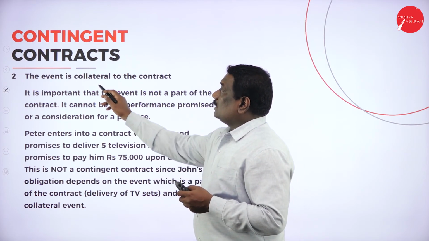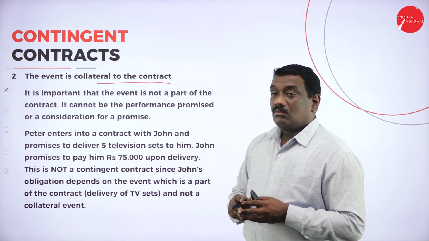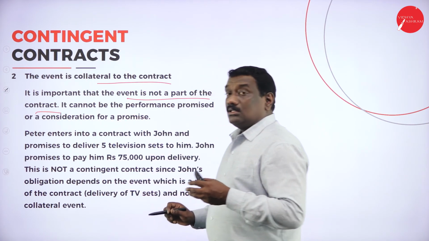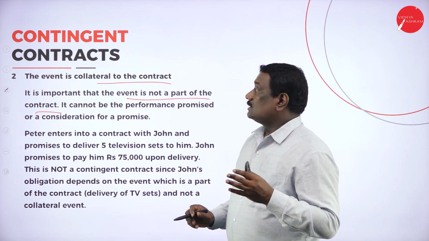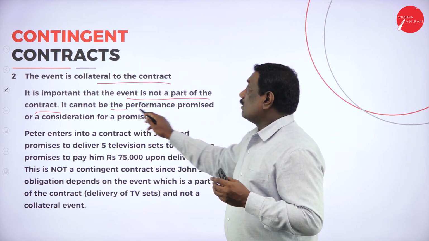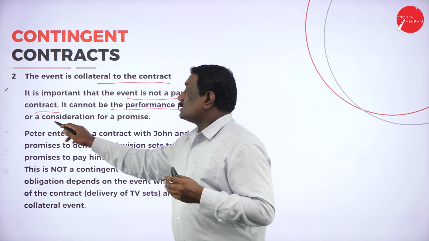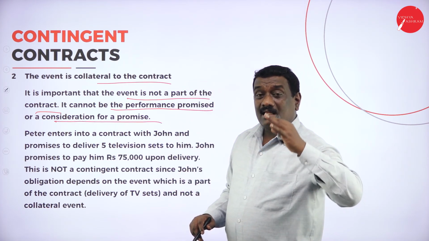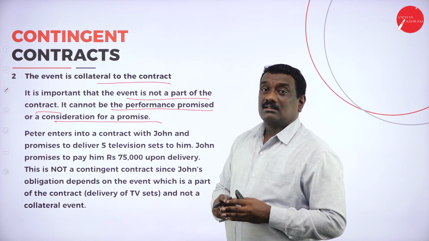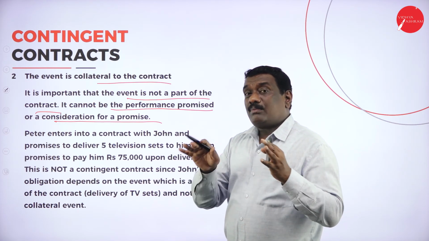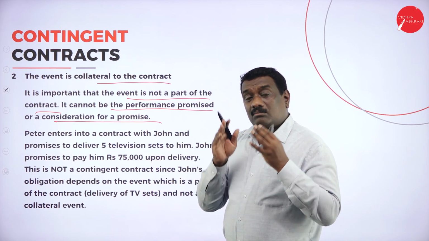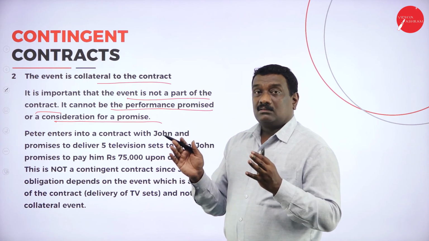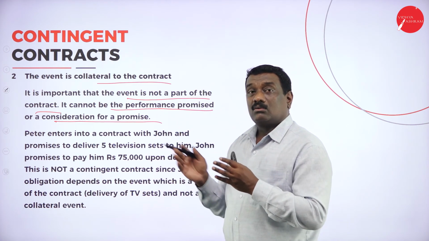Now the second essential is that the event is collateral to the contract. It means that the event is not a part of the contract. Any event which is not part of the contract cannot be a performed promise or consideration for a promise. So it is very important that the event is not a part of that particular contract. Whatever the event may be, the main importance is whether it is going to happen or not, whether something is going to be done or not.